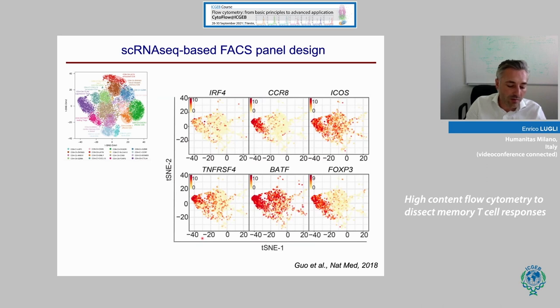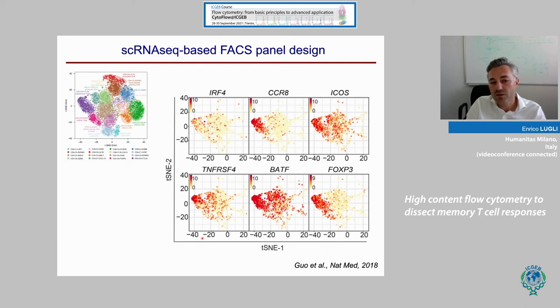we, in a biased way initially, designed the panel that I showed you, but that panel wasn't capable of identifying differences in terms of abundance of different subsets among the different patients according to progression. Because we designed the panel because we liked that type of antigen, so we put it in the panel. So that's a very biased way.